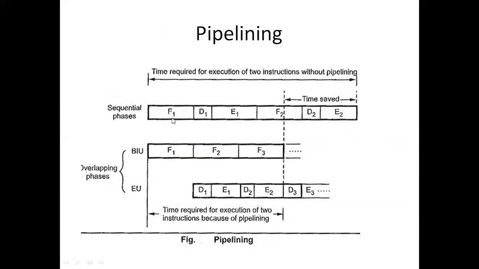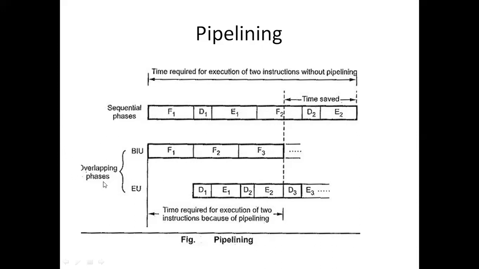Here are sequential phases: fetch one, decode one, execute one, then fetch two, decode two, and execute two. So this is the execution without the pipelining feature. But with the pipelining feature, fetch one, fetch two, fetch three are done in the bus interface unit, and in the execution unit, decode one, execute one, decode two, execute two, then decode three, execute three, and so on. So the time required for execution of two instructions with pipelining will be less than without pipelining.